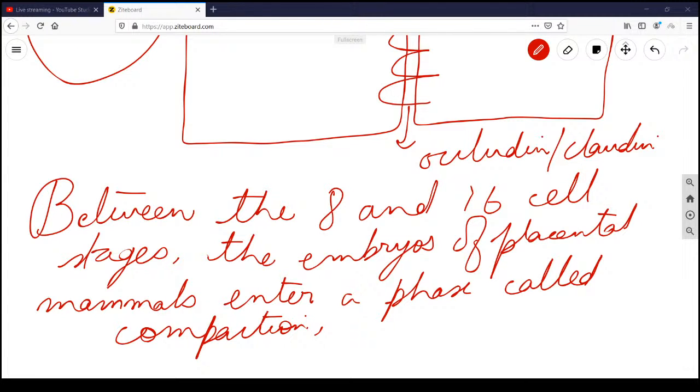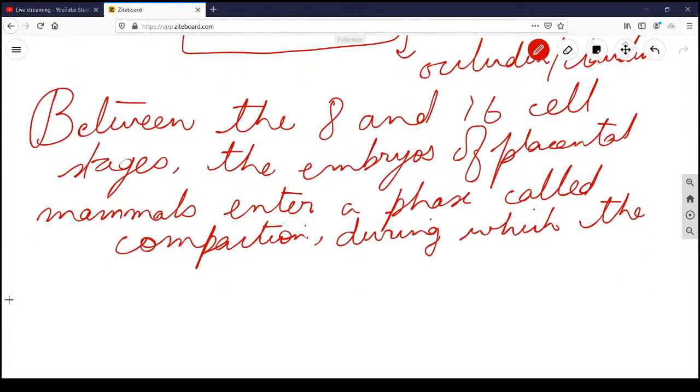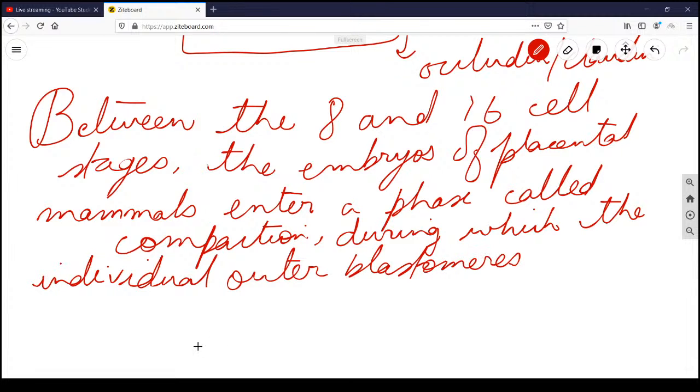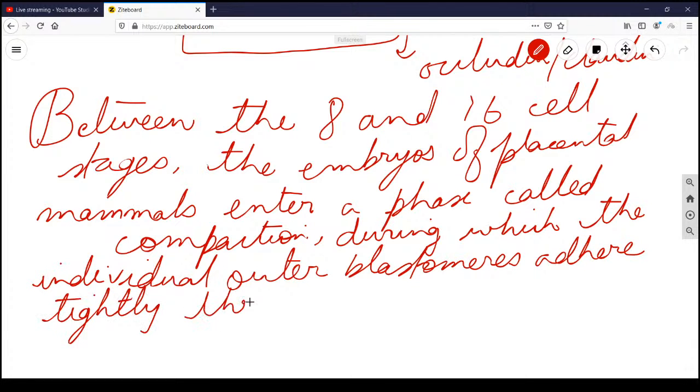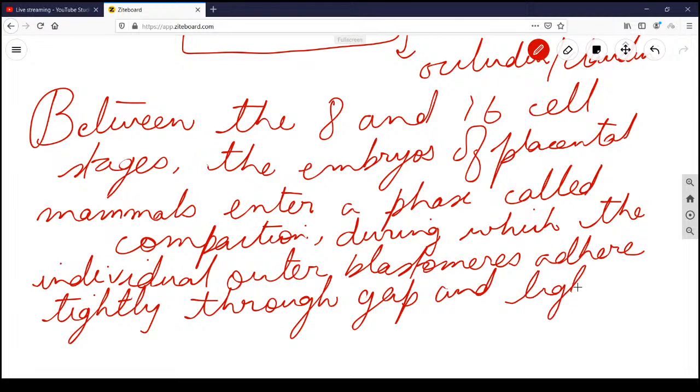So here compaction means the phase during which the individual outer blastomeres adhere tightly through gap and tight junctions.